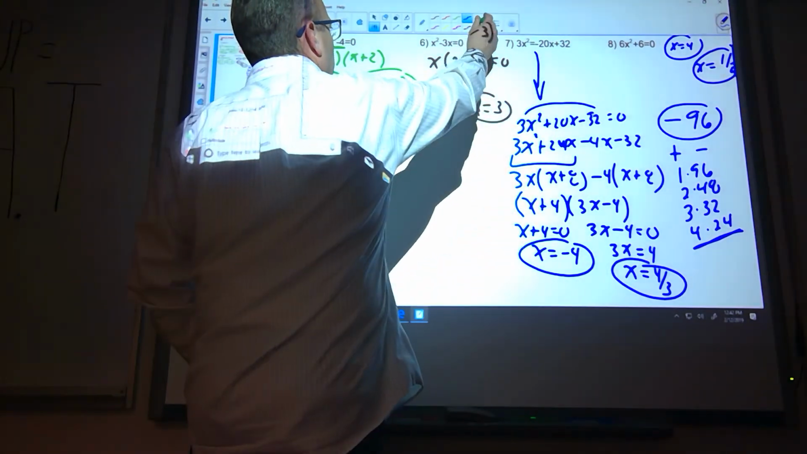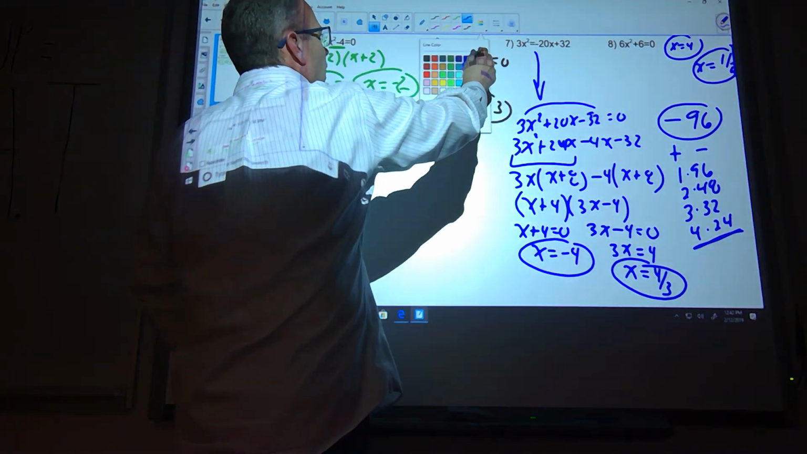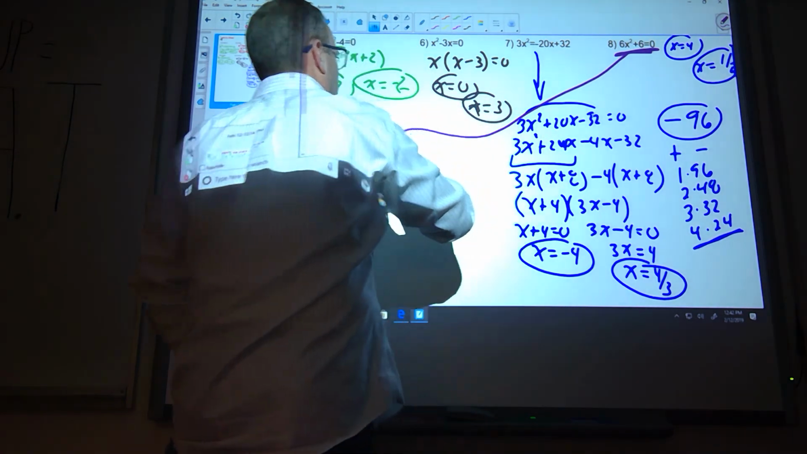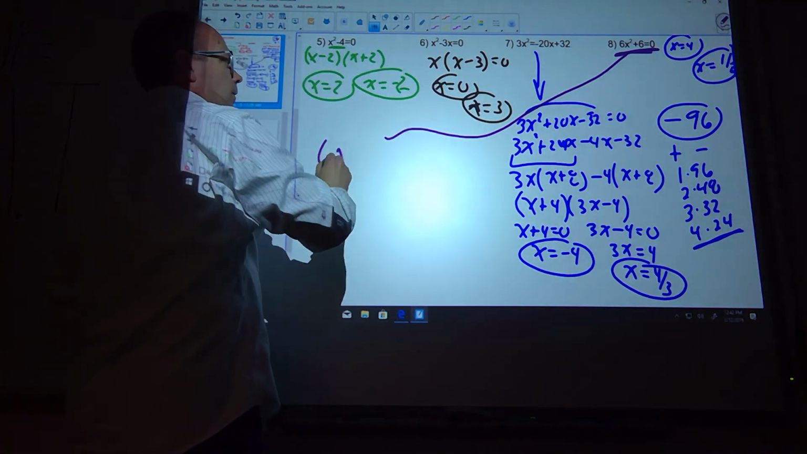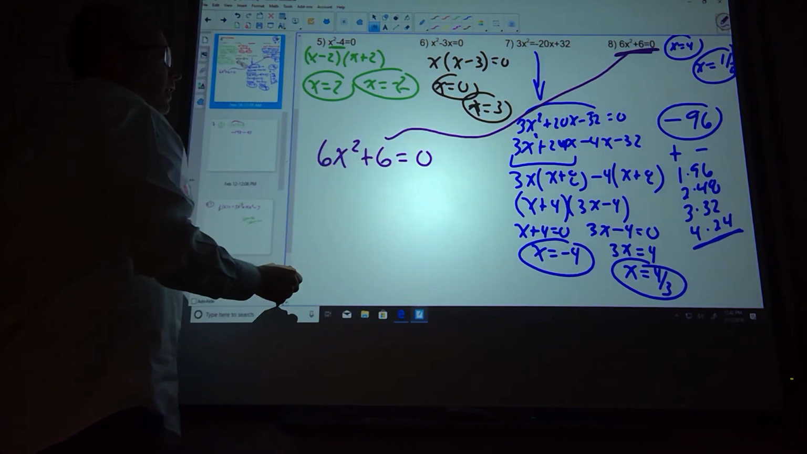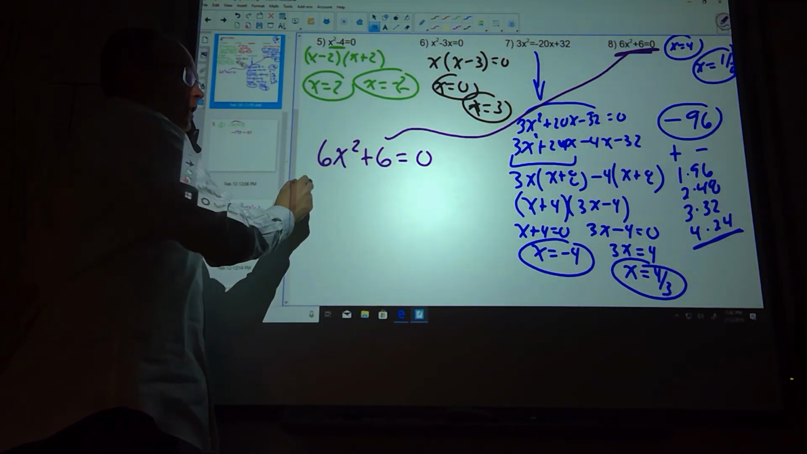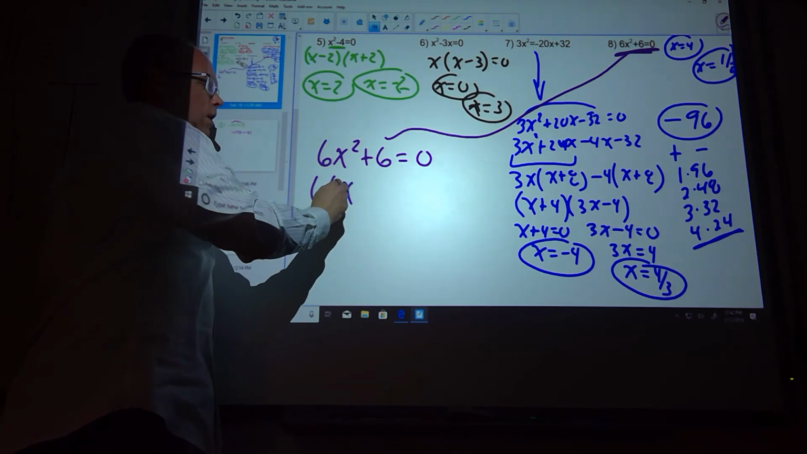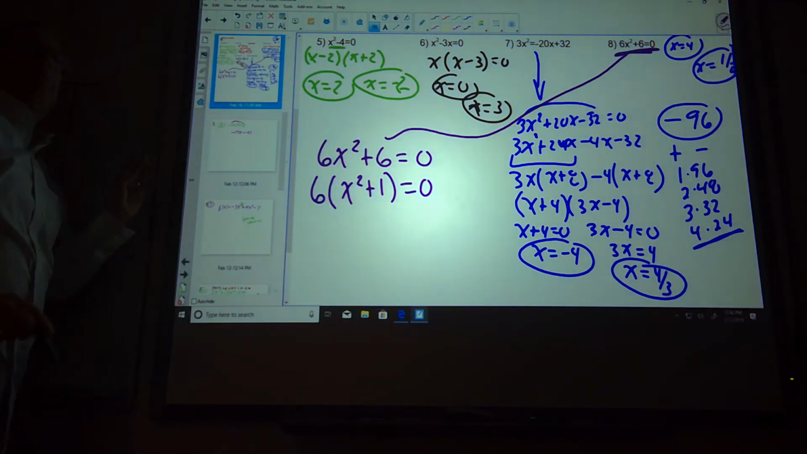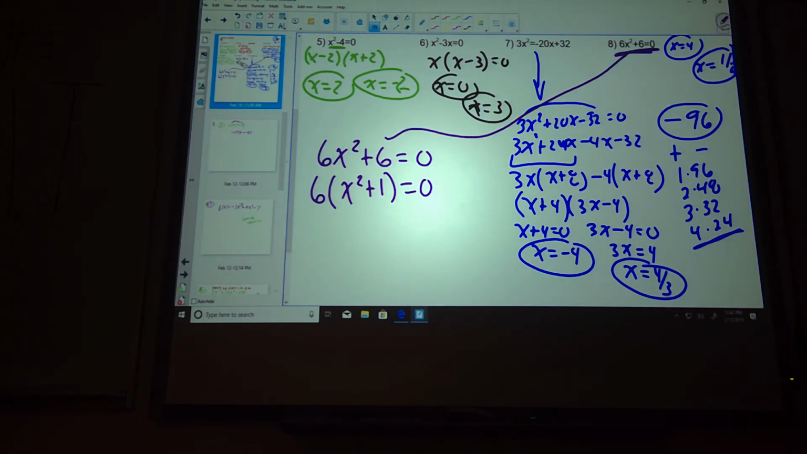Alright, and last one. I'll do this in a nice purple. This one right here, I'm going to kind of bring down over here to solve it. Do I have a greatest common factor? 6. And I have x squared plus 1 equals 0. Okay, is x a perfect square? Yeah, because x times x. Is 1 a perfect square? Yeah, because 1 times 1.